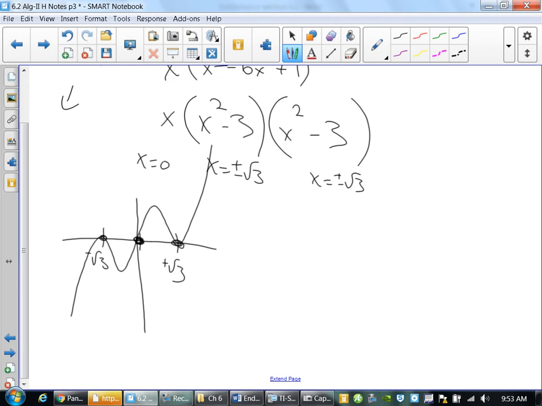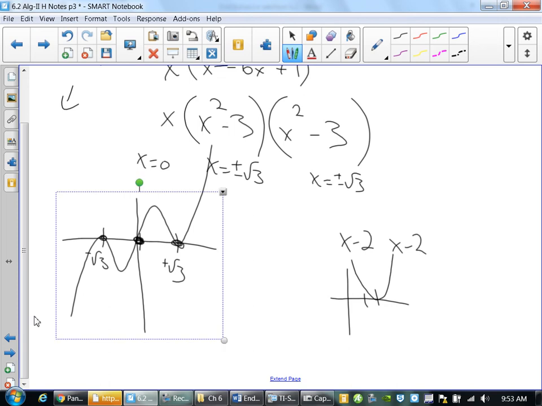Okay? Just like when we had x minus 2, it touched the x-axis at 2 and just changed direction. Well, here it just does it twice. That's all. And that's what that would look like. Yes, ma'am. Why can't it be like that?